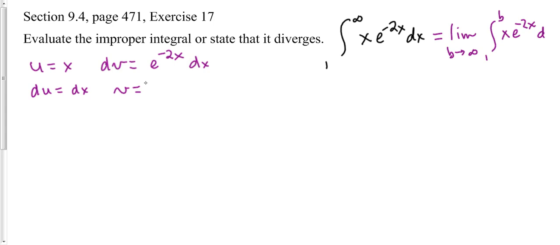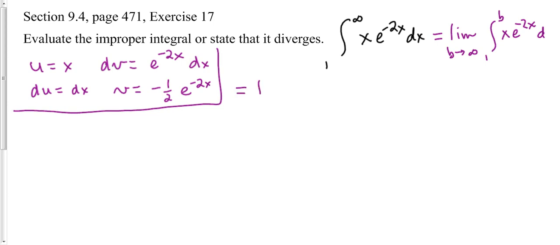And when we take the antiderivative of e to the minus 2x, I'm going to get negative a half times e to the minus 2x. And we're just going to leave this over here. And we're going to rewrite our integral, and it's going to be the limit as b goes to infinity. And when we apply parts, the first thing we write is uv. So that's going to give us negative x over 2 times e to the negative 2x evaluated from 1 to b, minus now the integral of v du.